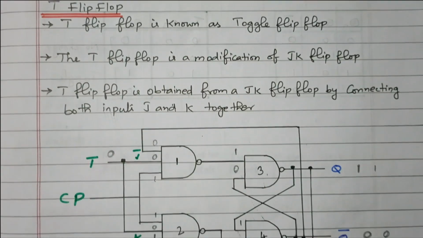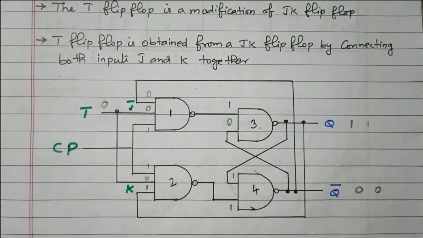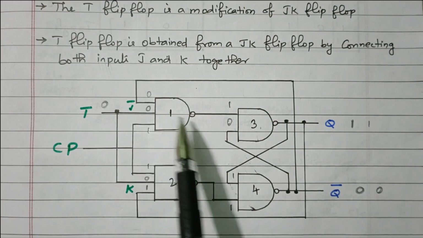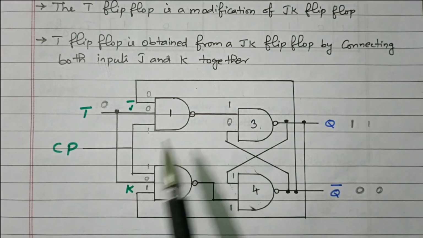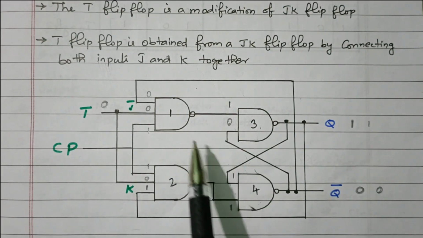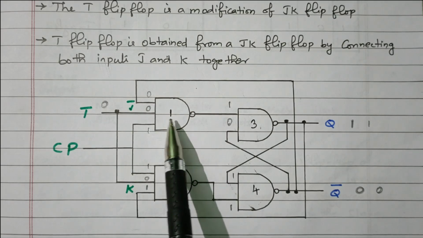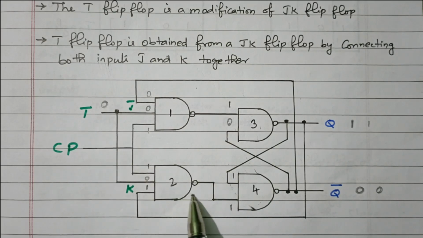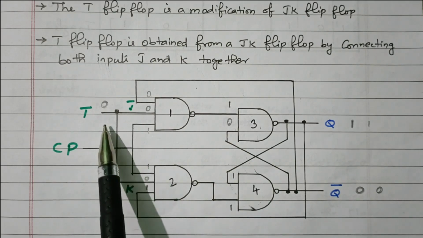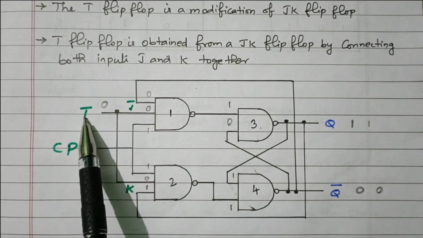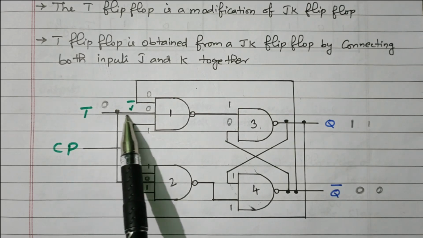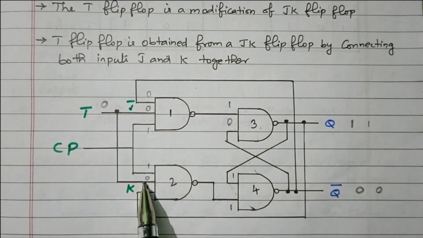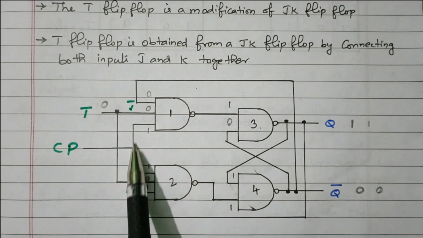Now we will see the logic diagram of the T flip-flop. So this is the JK flip-flop. 1, 2, 3, 4 NAND gates are available. The first NAND gate has the J input, the second NAND gate has the K input, then it is interconnected. So in this we are giving the same input. This is the T input, only one input is given to J as well as K. J and K getting the same input. One more input is clock pulse.